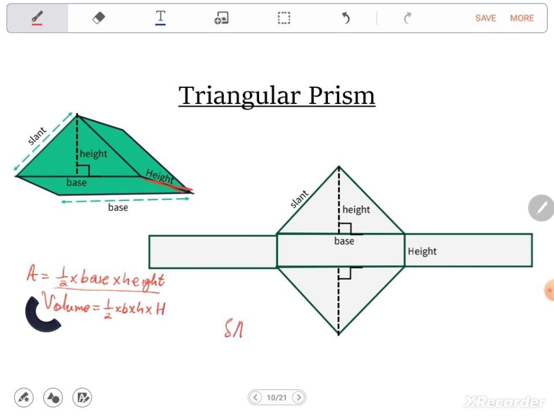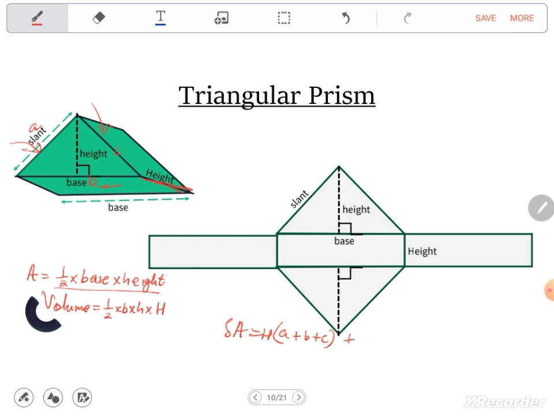Now for surface area, which I'll write as SA, we look at all the areas. So we have 2 triangles. Before I get into the triangle, we will say this side here is A, this one is B, and this one is C. So the perimeter, which is A plus B plus C of the base, we multiply by the height. That gives us the area of this one, this one, and this side there. It gives us the area of those sides.